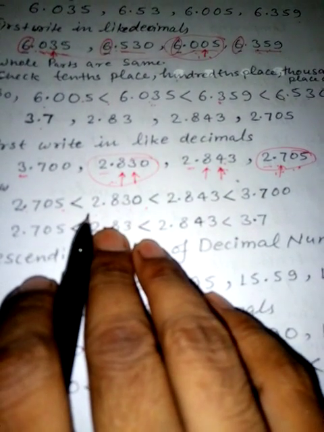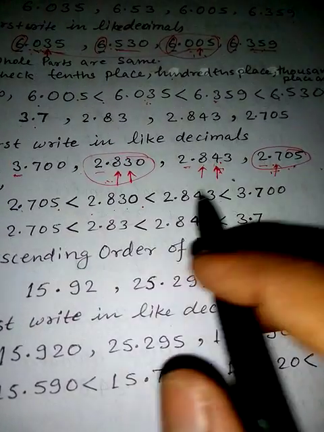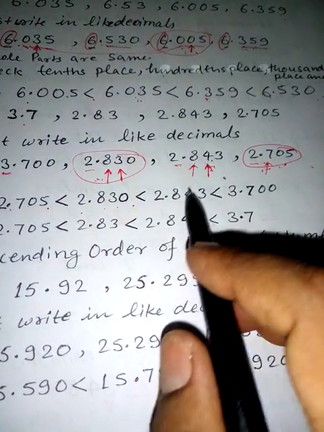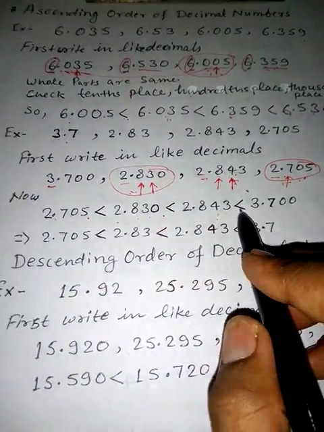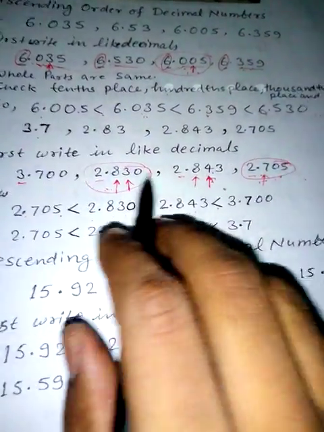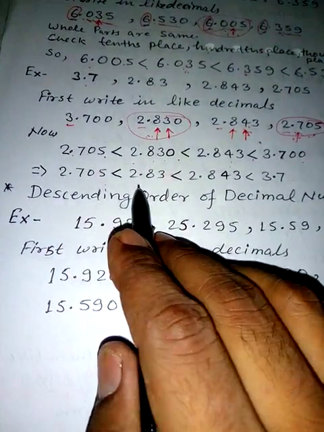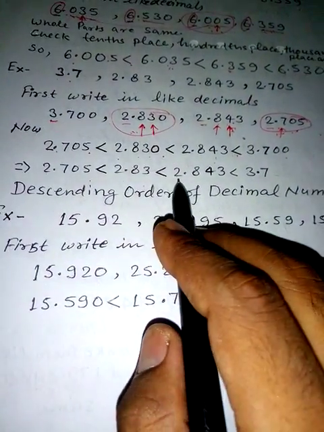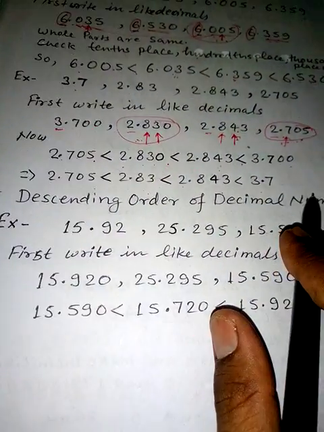Okay. Now 2.843 is greater than this, and the biggest number is already 3.700. Now you can write 2.705, 2.83, 2.843 and 3.7. This is the ascending order.